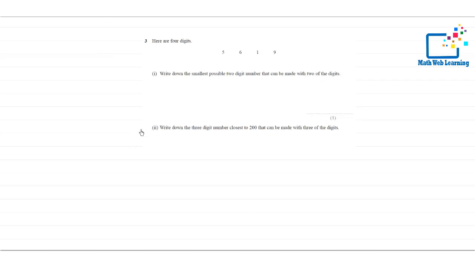Write down the smallest possible 2-digit number that can be made from these digits, and the answer is 15. The nearest number that can be made to 200 from this digit, and the answer is 196. Question 4 is next.